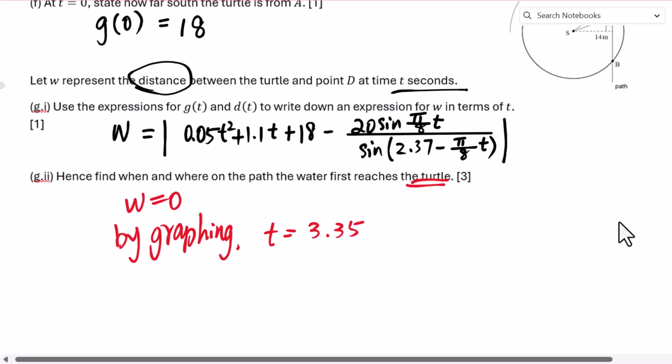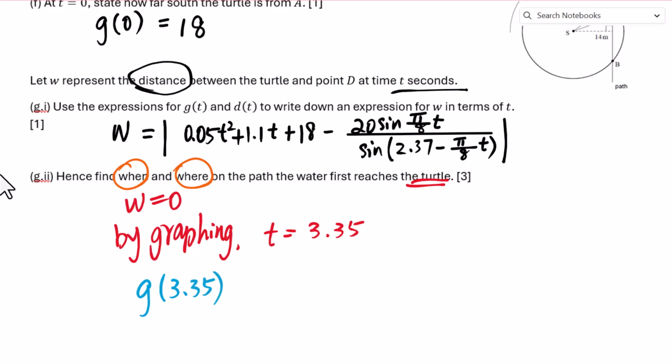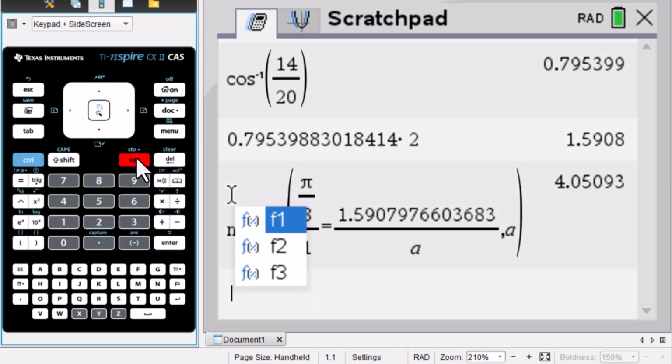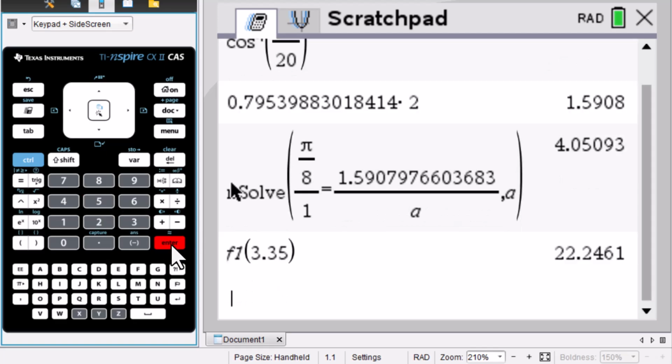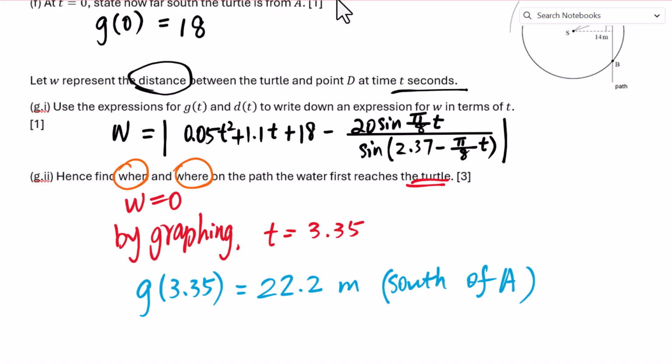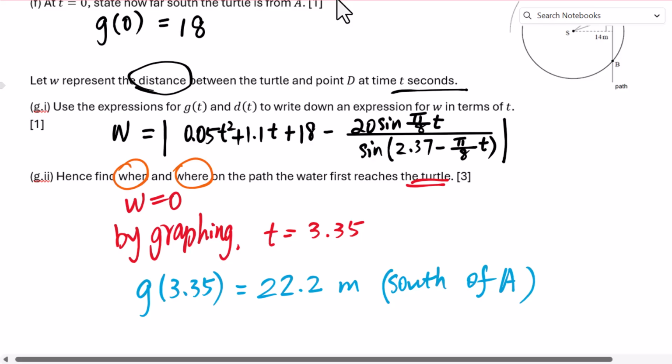Then the distance, they ask you when and where. So we need to figure out g of 3.35 equals variable. We put f1 as the g function. Type in 3.35. Enter. The answer is 22.2. So at 22.2 meters south of A, the water reaches the turtle.